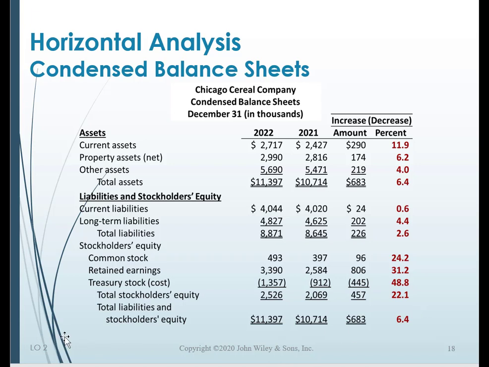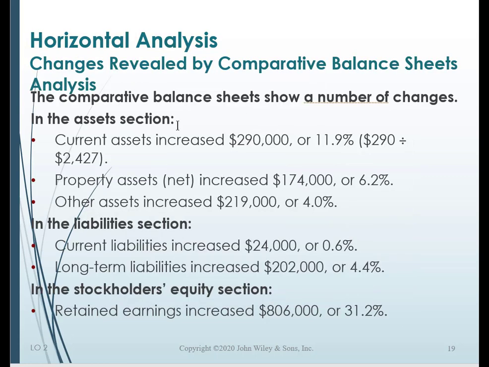So again, this is what we refer to as a horizontal analysis. So what do we learn from this balance sheet, right? Current assets increased 11.9%. Again, I basically went through this. Retained earnings increased 806,000. That's a 31% increase. So what can I do with this? Well, just having 1 year isn't necessarily the best information. As I mentioned, we probably would like to have more than 1 year. We like to have several years to see if there's any trends, right?